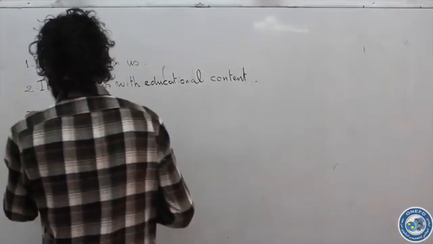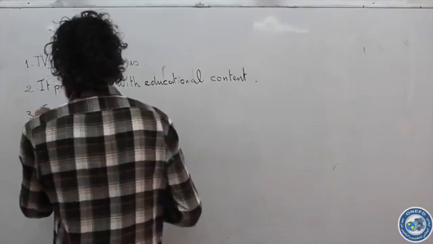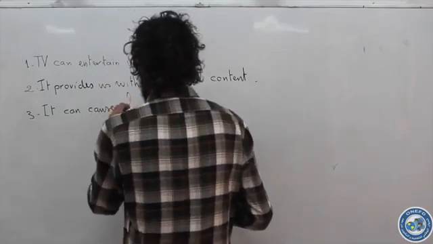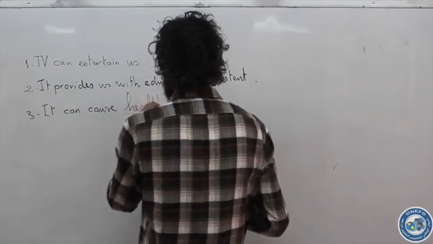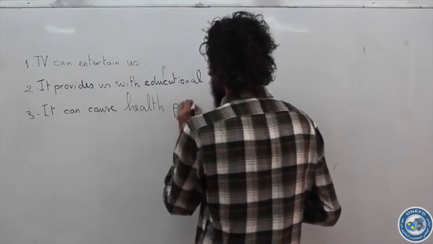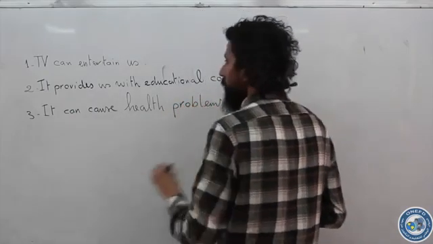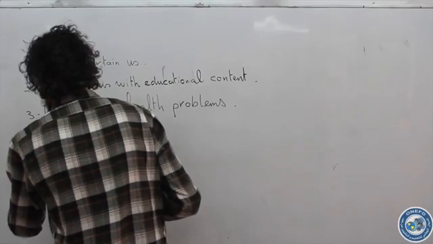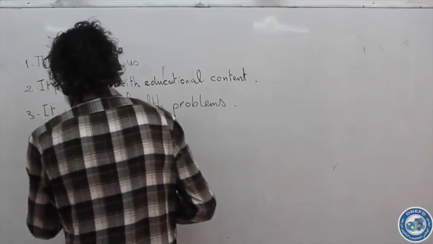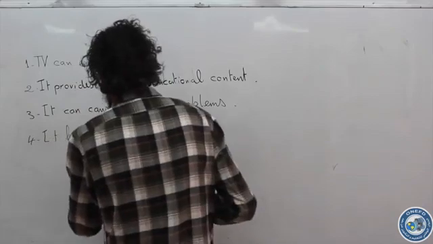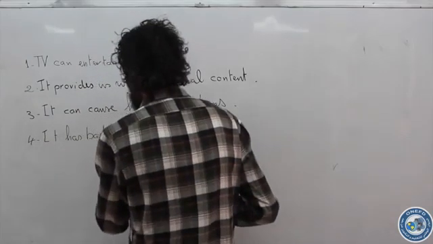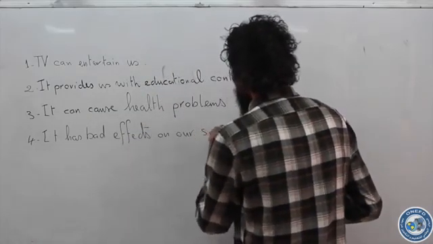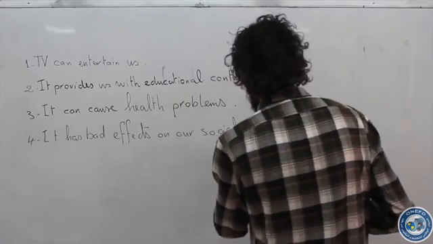Sentence three: it can cause health problems. Sentence number four: it has bad effects on our social interaction.